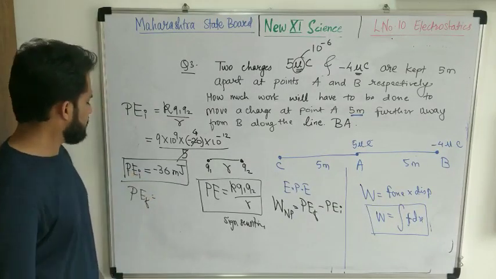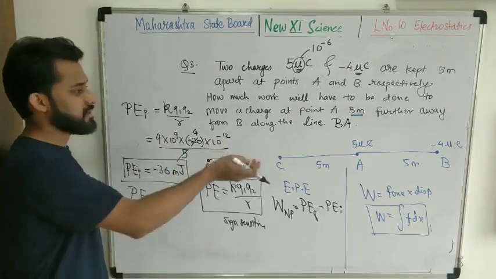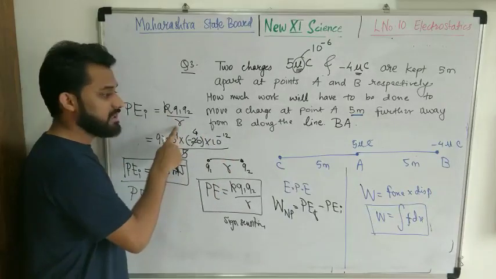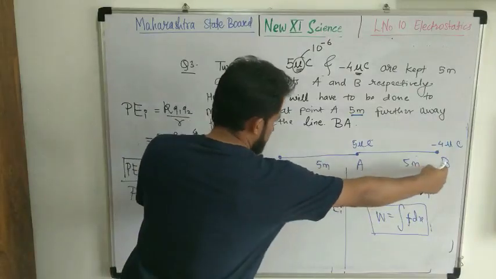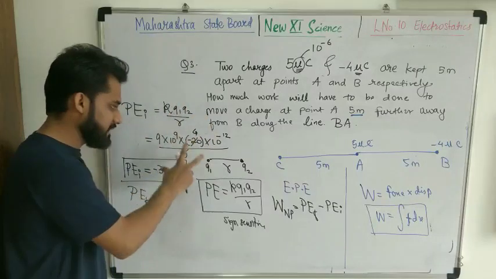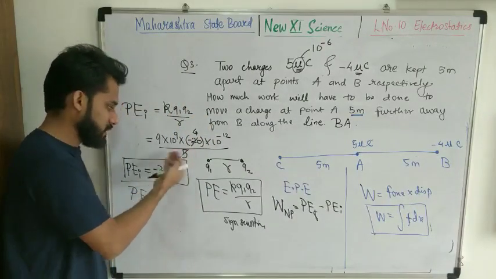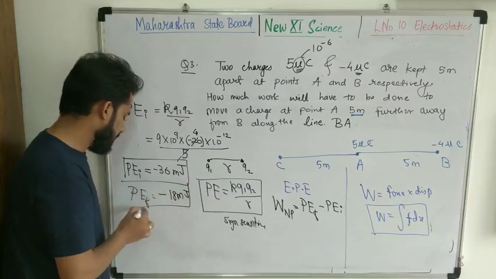And if you observe it very carefully, it will reduce your efforts. Again, putting the formula and substituting the values, the whole process will be the same except R will be 10, because now it is pushed away to point C. B to C, the distance is 5 plus 5, 10. So everything will be the same except 5 will be 10. The denominator will become twice, so the answer will become half. So it will be minus 18 millijoule. This will be the final energy.